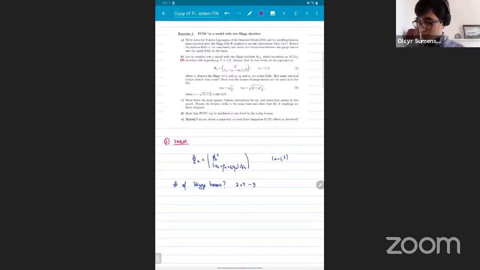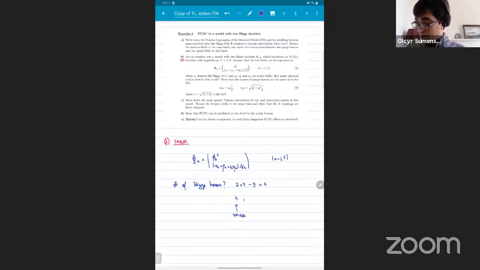2 times 4, sorry, because it's a 2 by 2 complex doublet. So it's 8 minus 3, and that gives 5. And these are small h, that is a standard model like Higgs.